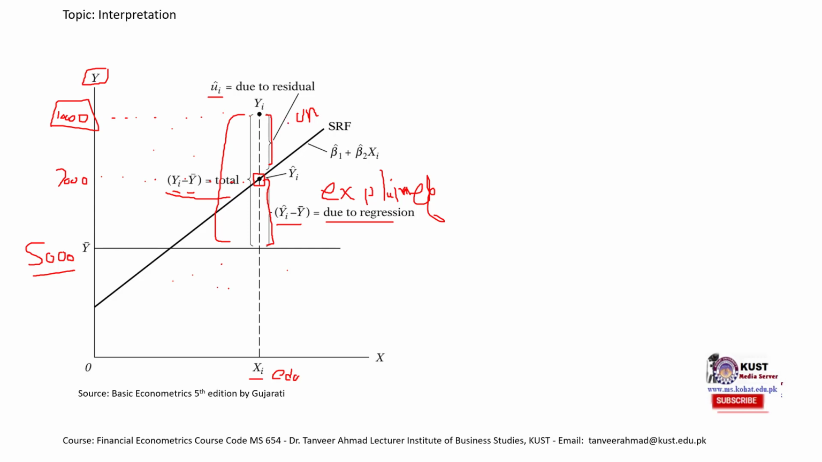And the unexplained variation, it isn't written here, but let me write it. The unexplained variation is yi minus y hat i. So now you can see this is the unexplained variation. So what we can say is that total variation is equal to explained variation plus the unexplained variation.